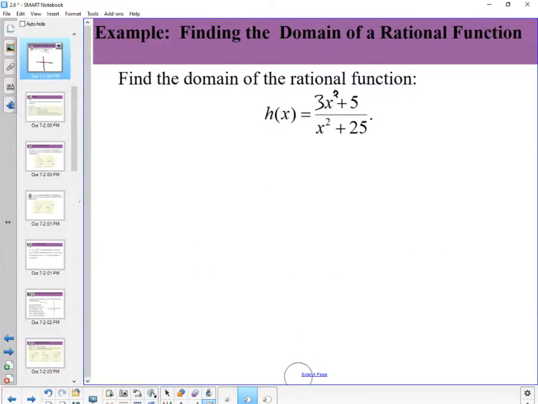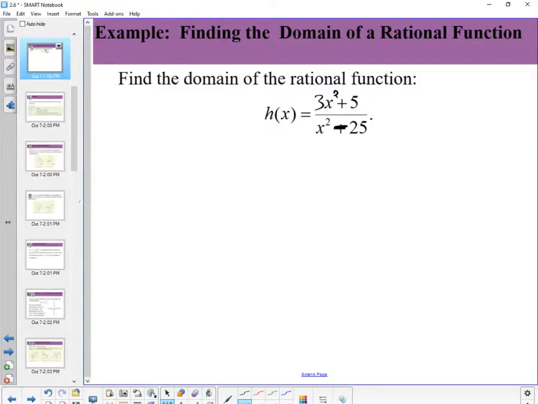Could I still have vertical asymptotes? Actually, let me change this a little bit more. Let's make this a minus instead of a plus, because I want to make it a little bit more interesting. Okay? So we have this thing now. Understand the bottom's not plus anymore. Do I have vertical asymptotes?